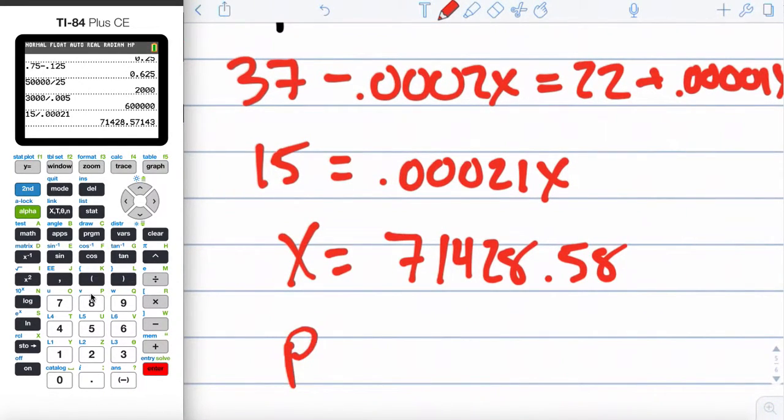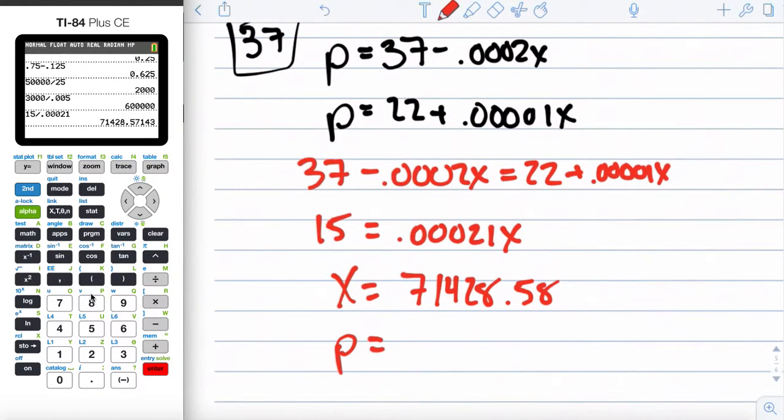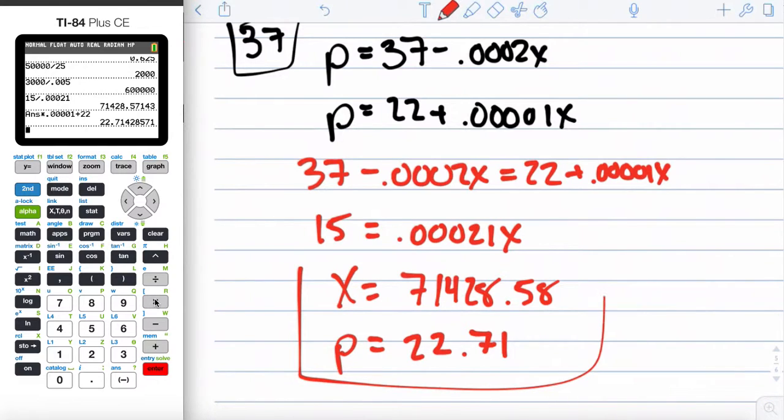And so if I plug that back in for P, either equation, we multiply that number x times 0.11, and then I add that to 22, and I get a price point of 22.71. All right, that's the end of 9.2, so we'll pick up 9.3 on the next video.